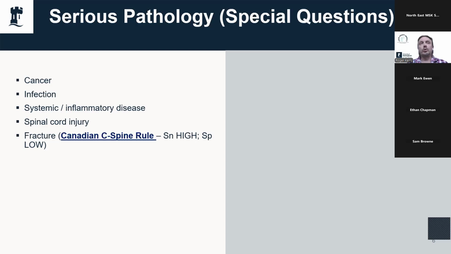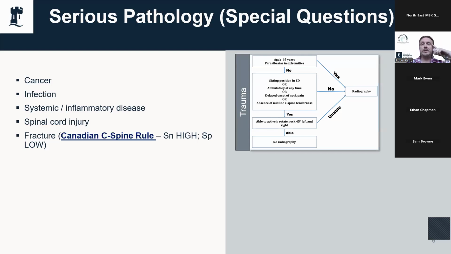With fracture, of course, we've got a highly sensitive, not very specific clinical prediction rule with the Canadian C-spine rule. So we've got a way of judging whether somebody might need an X-ray or not. We're good at ruling that out.